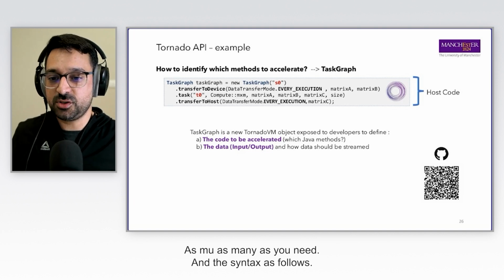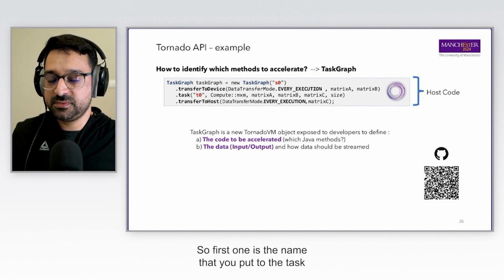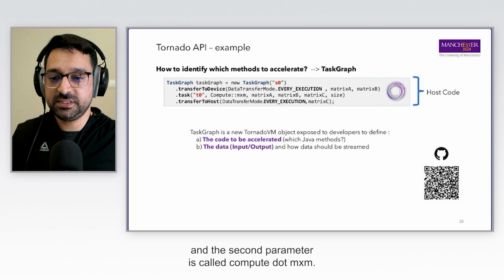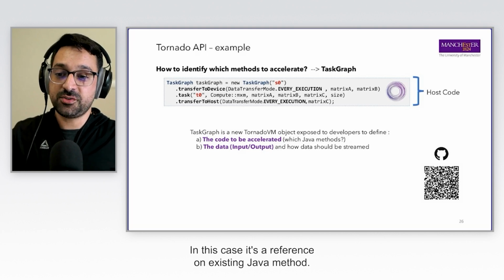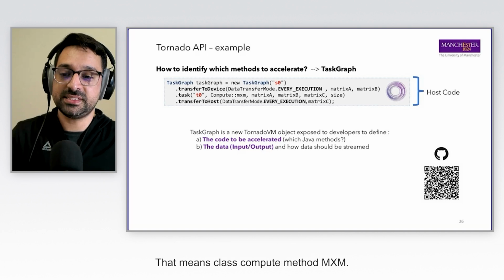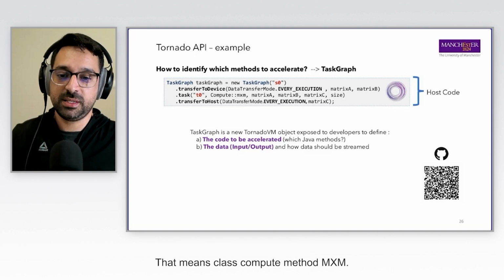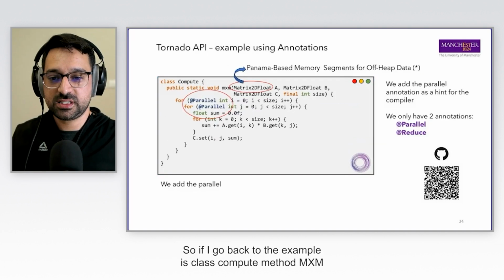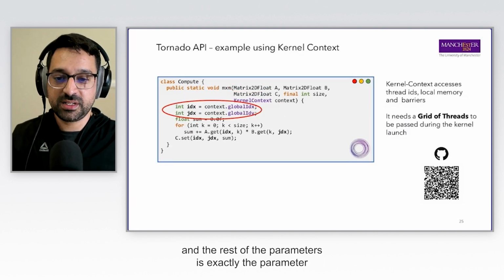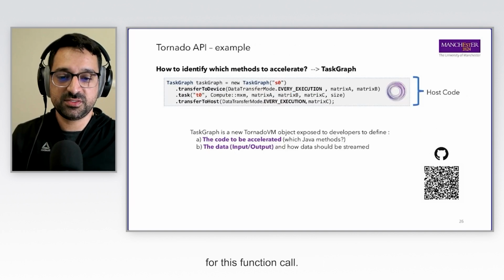And the syntax is as follows. The first parameter is the name that you give to the task, and the second parameter is the compute method, mxm. In this case, it's a reference to an existing Java method. That means class Compute, method mxm. So if I go back to the example, it is class Compute, method mxm. And the rest of the parameters are exactly the parameters for this function call.